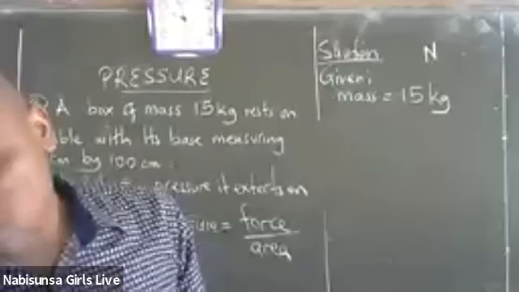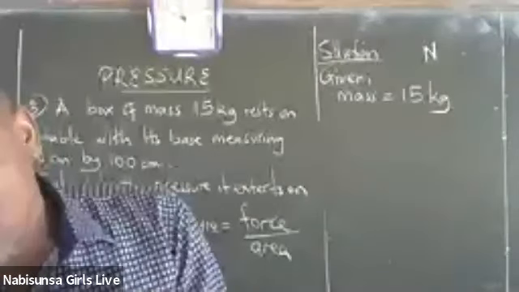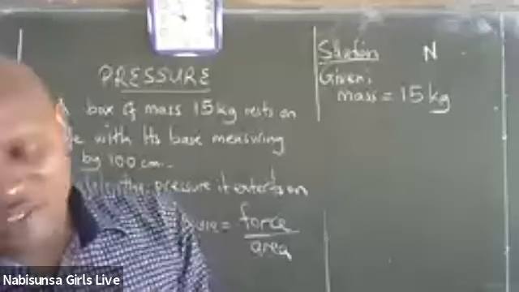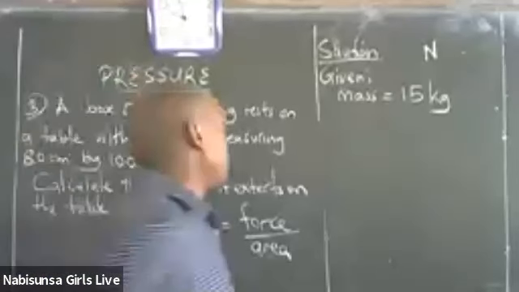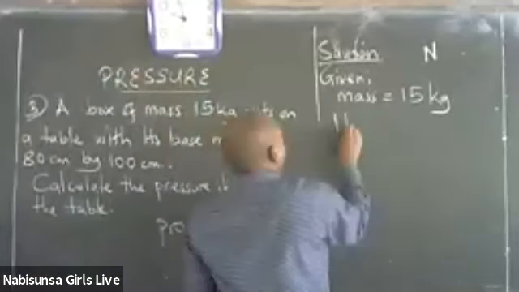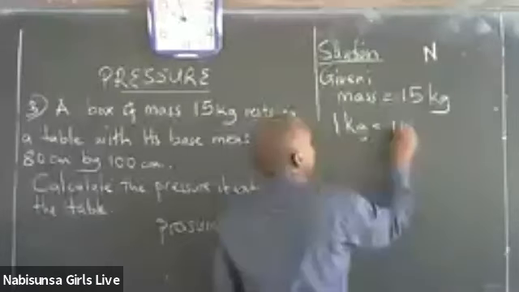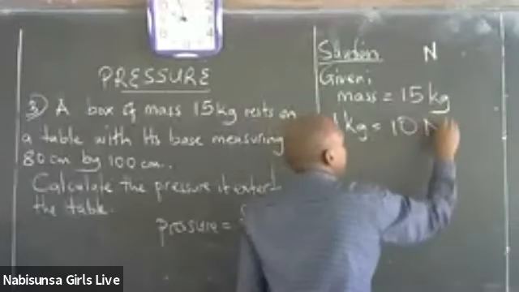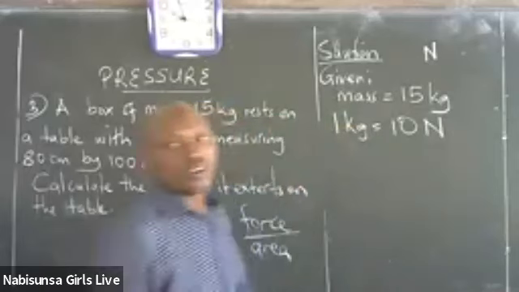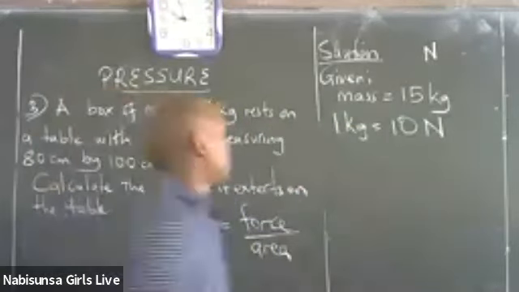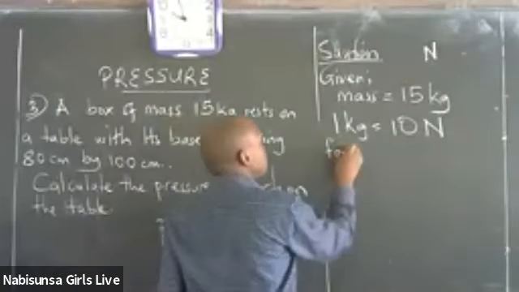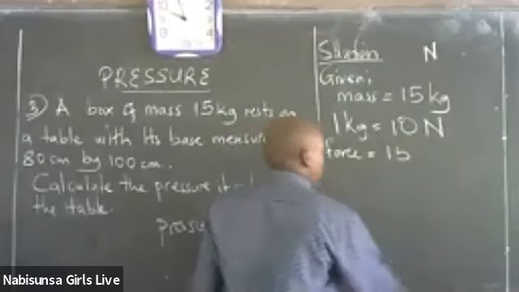How do you change kilograms to newtons? 1 kg is equal to 10 newtons. You should always remember that. Therefore, force will be 15.